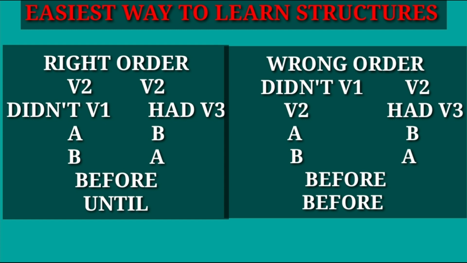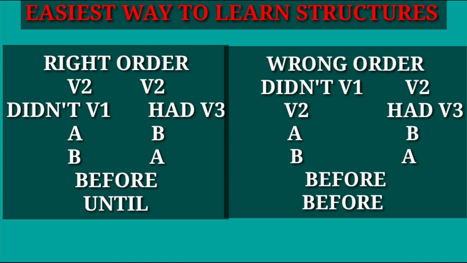In the first line, we have to use A, the first task done, and B, the second task done. In the second line, we have to use B, the second task done, and A, the first task done. In the first line, we have to use before, and in the second line, we have to use until. In a short way, we can say: V2, didn't V1, had V3, AB, before, until.